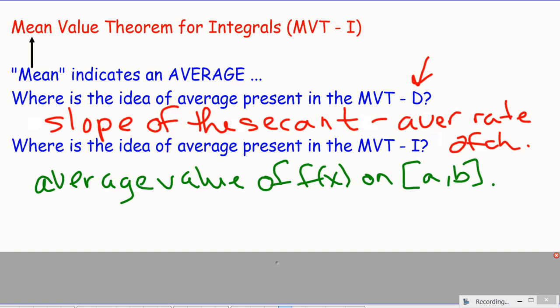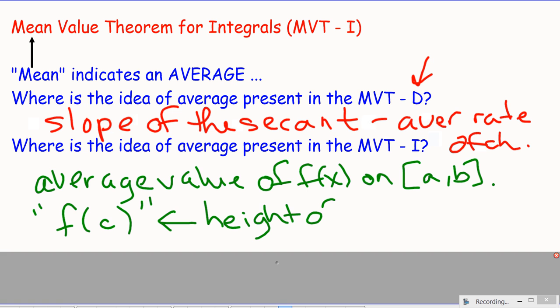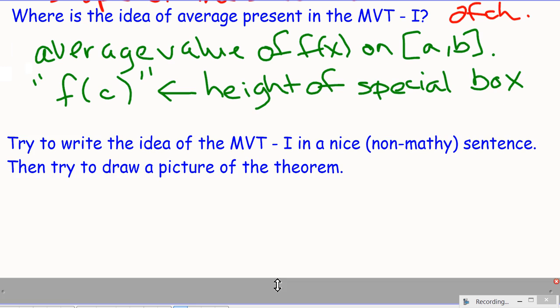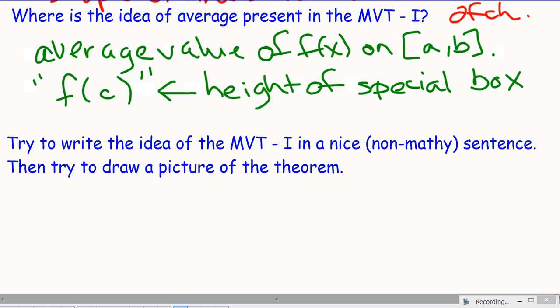Okay, and in the theorem, this is called f of c, and that f of c is the height of a box. Let's call it the special box. And what's special about the box that I'm thinking of is that it's a box that has the same area as the area under the curve from A to B. Okay, so let's see if we can try to write that. What I wrote down here is to try to have you represent the idea of the mean value theorem in a nice non-mathy sentence. I'm actually just going to stick with drawing a picture because to me, the picture says everything.